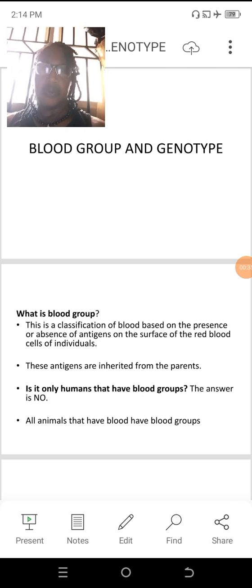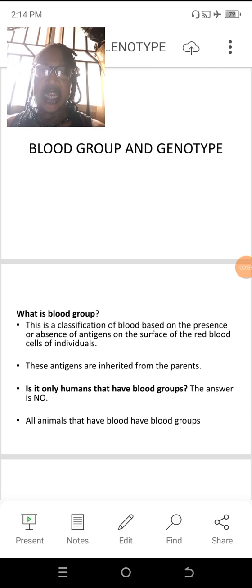So what is blood group? Blood group is a classification of blood that is based on the presence or absence of some particular molecules or substances, or whatever you might want to call them, that are present on the surface of red blood cells of individuals. But medically, these substances or molecules that are used to classify blood into different groups are called antigens. And these antigens, we inherit them from our parents, one from each parent.